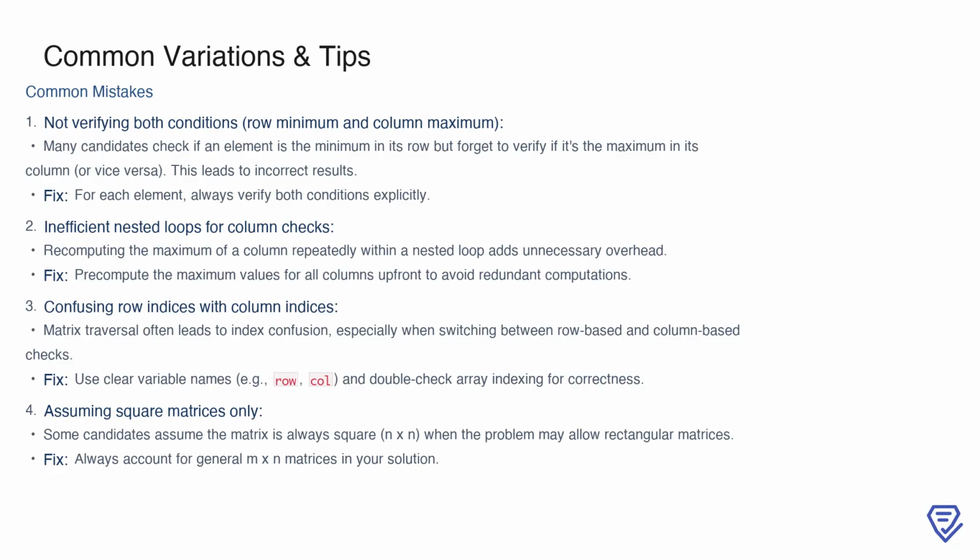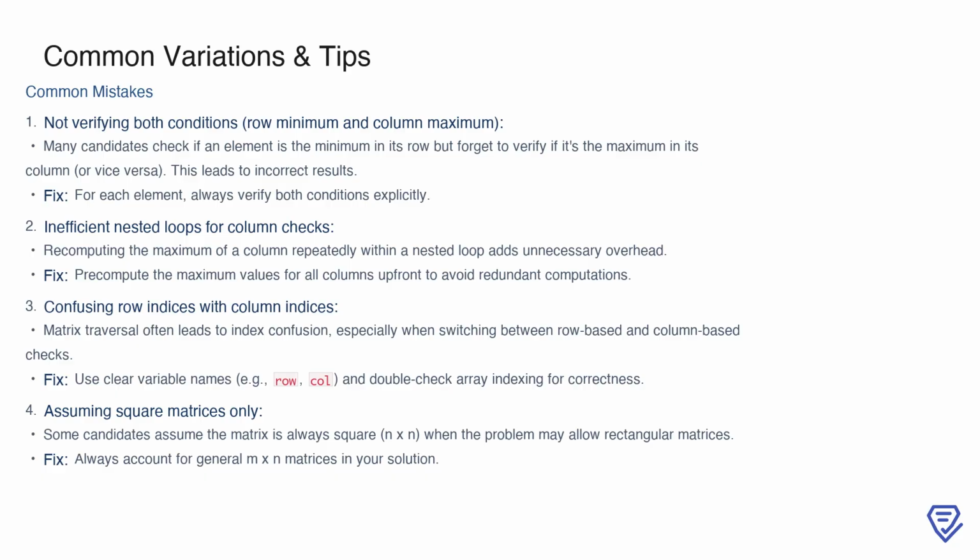Another mistake involves inefficient nested loops for column checks. Recomputing the maximum of a column multiple times within a loop adds unnecessary computation. Instead, you can pre-compute the maximum values for all columns at the start to save time.